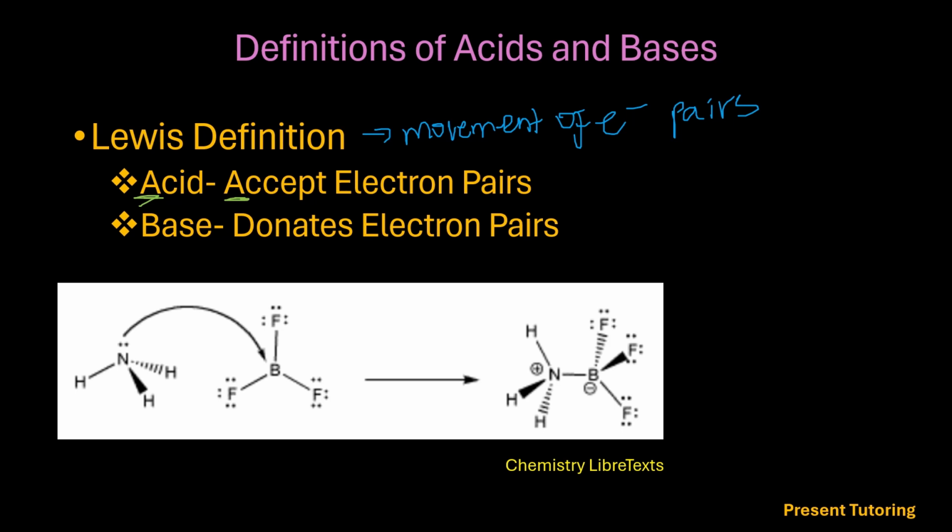So let's look at this typical reaction happening here. You have ammonia reacting with boron trifluoride, which is BF3, and that combines together to make this compound over here. So ammonia in this case is a base. I'm just going to write that it's a base because it's donating electron pairs to boron trifluoride.